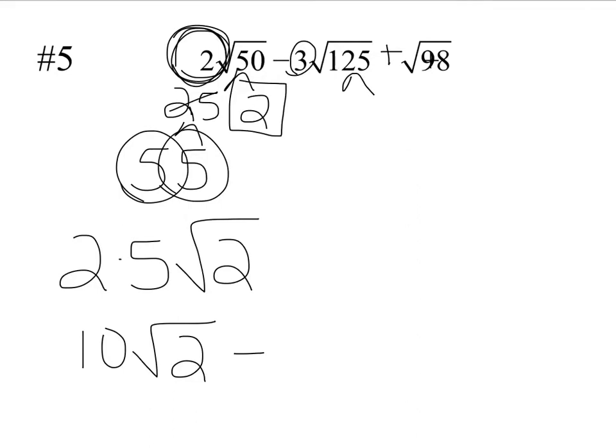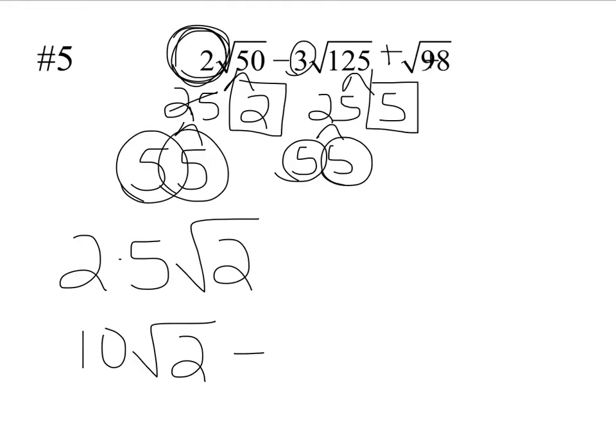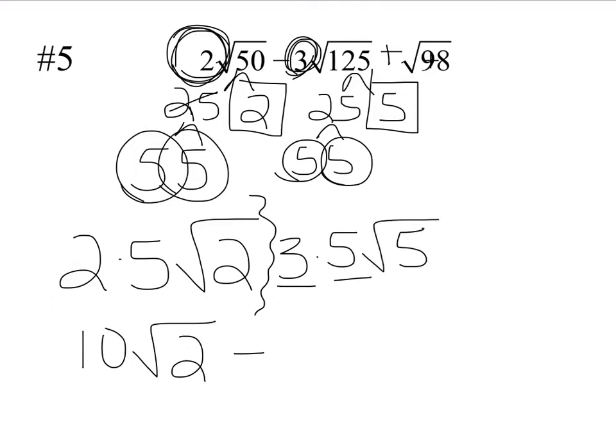And then 125 I'm going to break down is 25 and 5. And 25 is 5 and 5. So I can bring a 5 out front and a 5 stays inside. But don't forget, originally I had that 3 from all the way up here. And so times 5, and then the root's going to be 5. So 3 times 5 is 15 square root of 5.